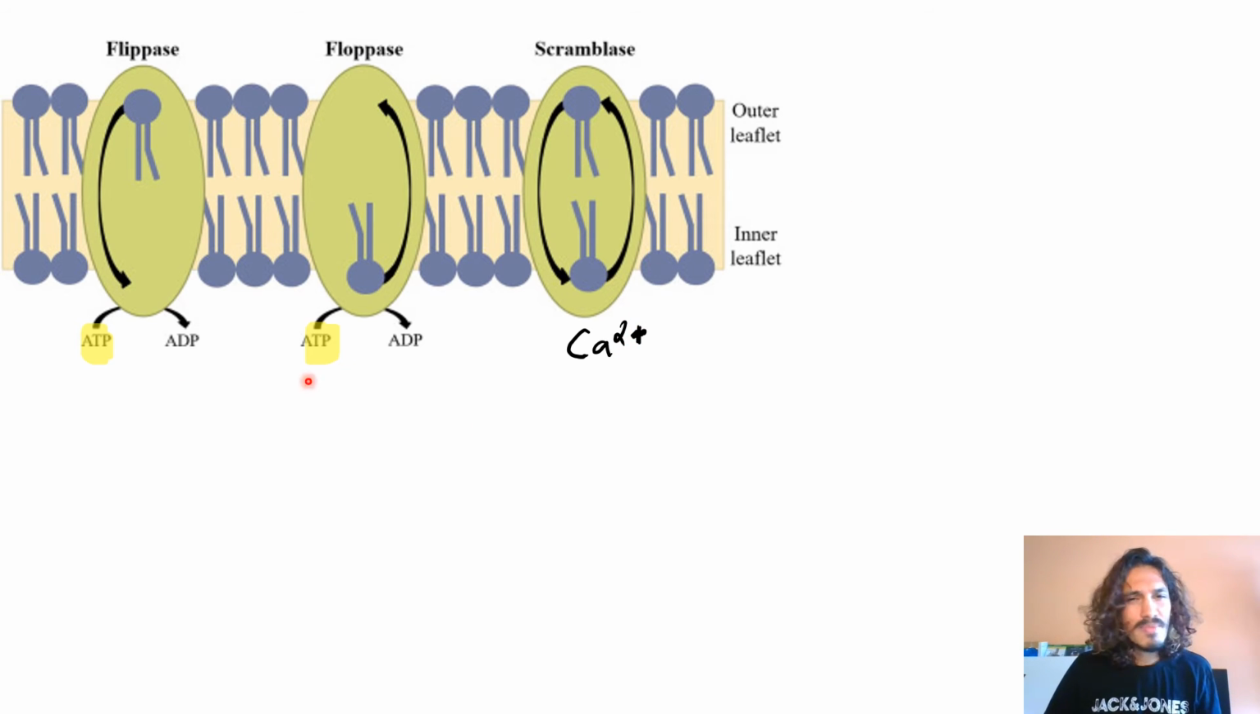And this whole mechanism is very important in your body because problems in this can result in a lot of diseases. For example, a simple example, phosphatidylserine, which is there.